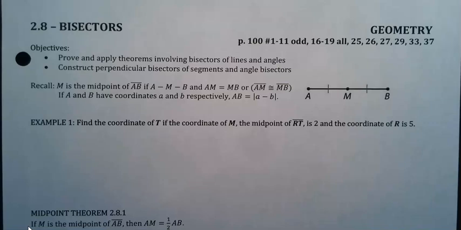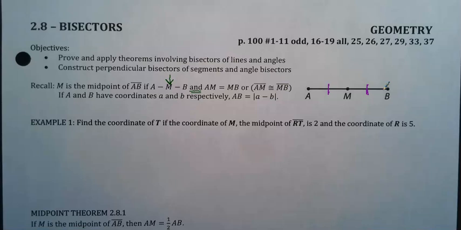All right, so recall that M is the midpoint of AB if we have A-M-B, remember that's the definition of between, so M is between A and B, and AM equals MB, or segment AM is congruent to segment MB. So notice we've got our drawing here of AB, M is in the middle, and so we're saying that AM is congruent to MB here.